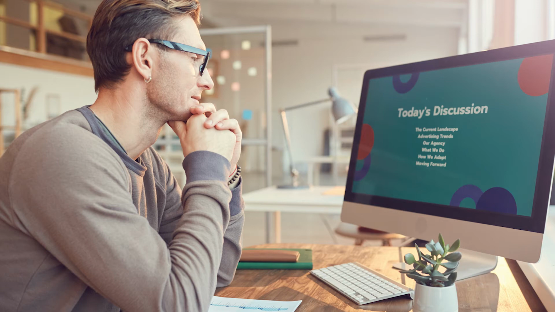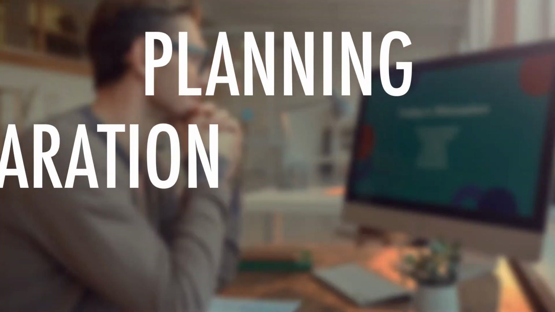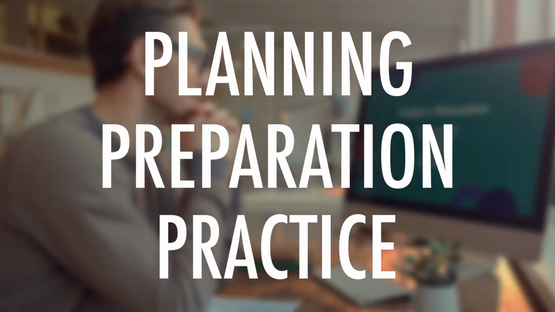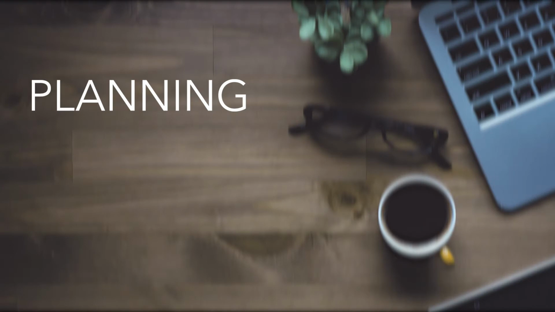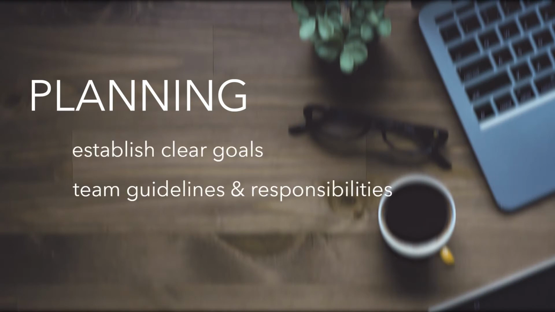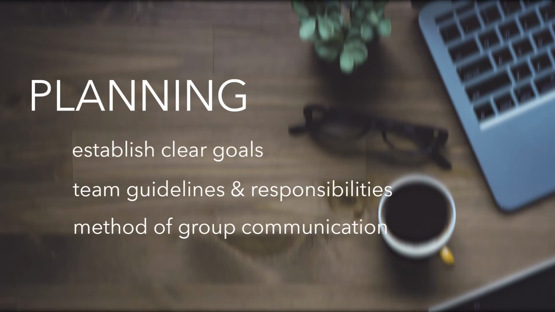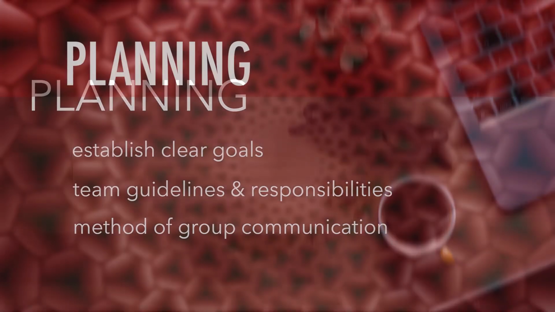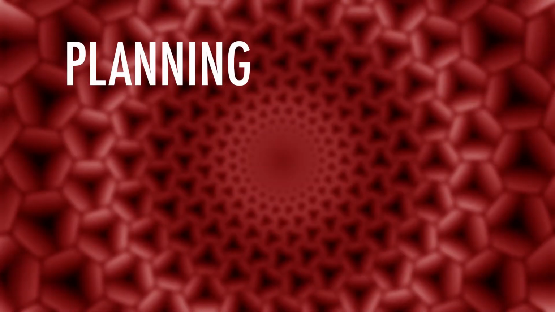Whether virtual or in person, there are 3 steps to an effective online group presentation: planning, preparation, and practice. The planning phase is designed to establish clear goals, team guidelines and responsibilities, and identify the method of group communication. In this phase, you will select a team leader. This person will be responsible for keeping everyone on track.